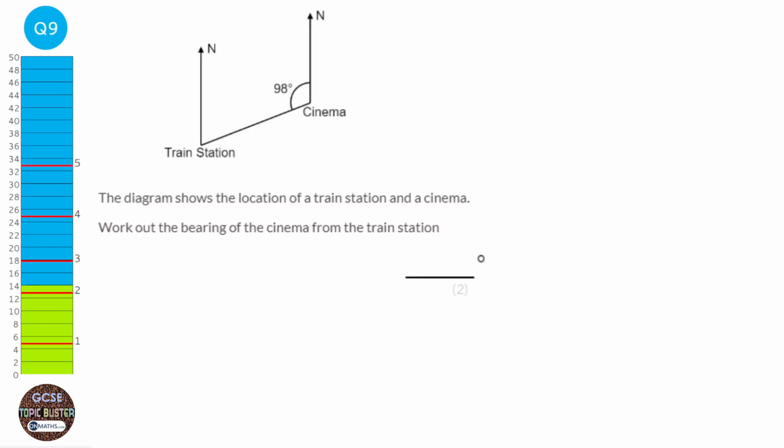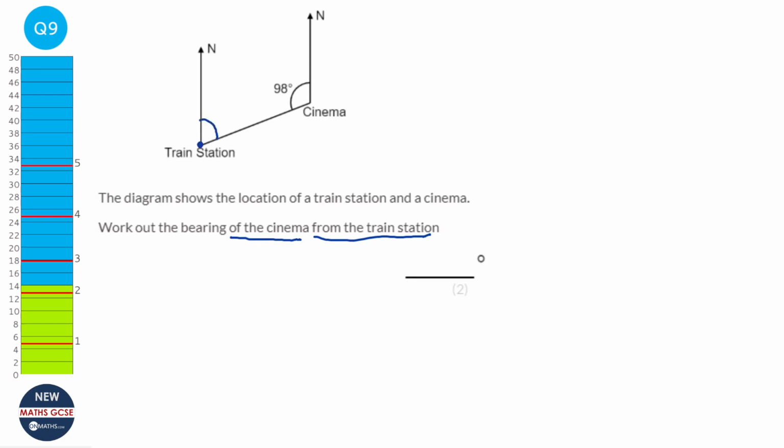So the question asks us to work out the bearing of the cinema from the train station. So from the train station means we're at the train station and we're looking at the bearing, which are always from north going clockwise, of the cinema. So it's this one here.